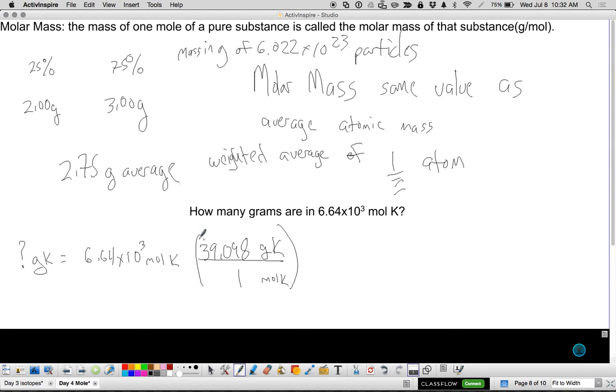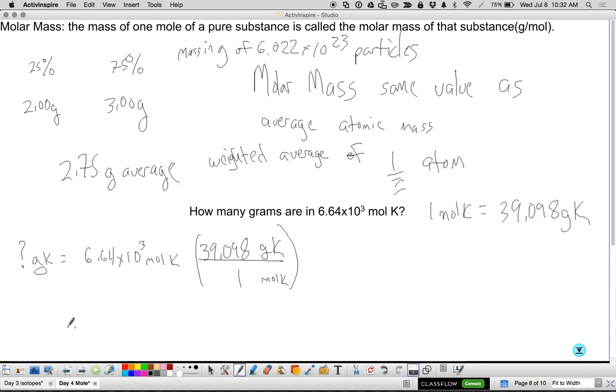So remember, the equality here is 1 mole potassium weighs 39.098 grams of potassium, okay? So that's our equality, and I've turned that into the conversion factor that we need. So I'm going to go ahead and plug this into my calculator, and I get 2.60 times 10 to the 5th.